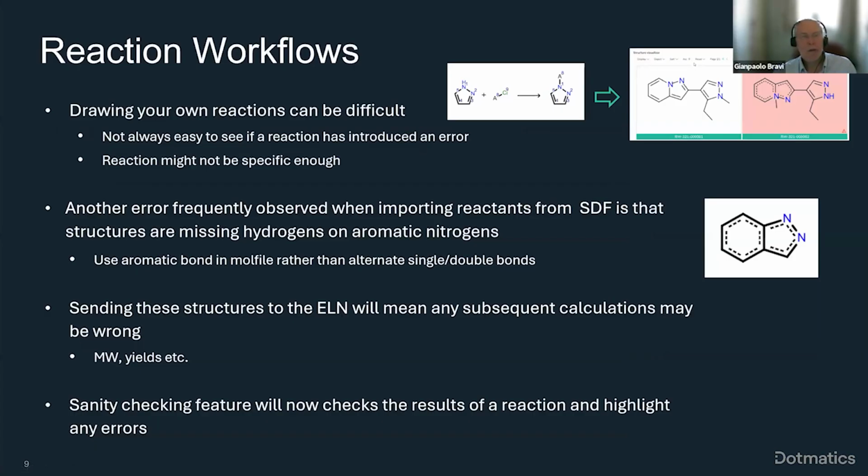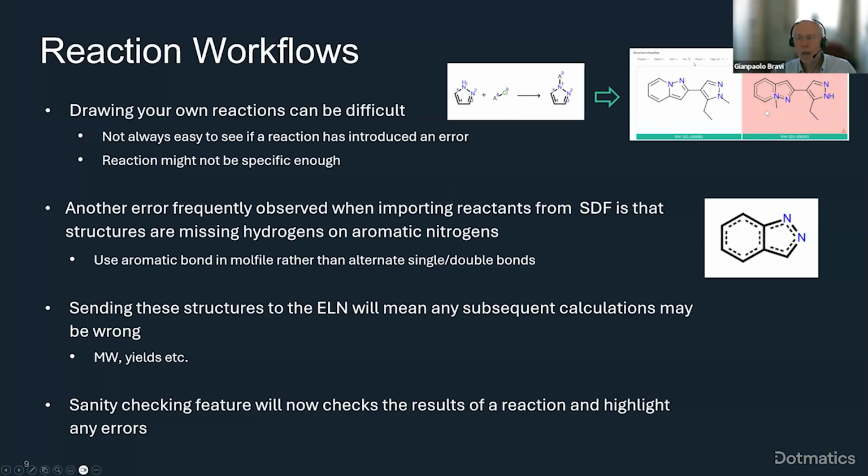Reaction workflow comes with a collection of nearly 300 chemical reactions. However, there are times when the user needs to draw his own reaction. This is difficult to achieve. It's not easy, for example, to understand if the reaction has introduced an error and if products have been generated with a bad valence. In this example, this reaction is not specific enough. The methylation, which is expected to occur on this pyrrole nitrogen, is also occurring on this bridge nitrogen. And this is an invalid structure.